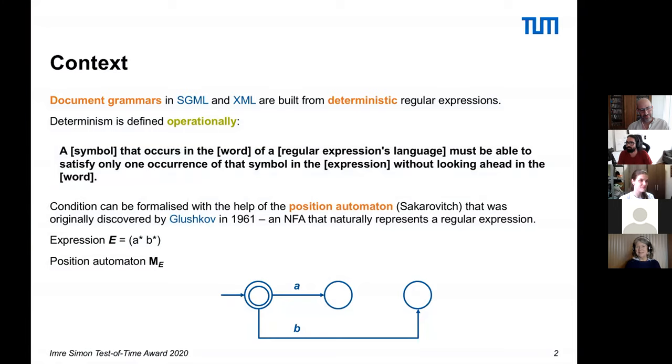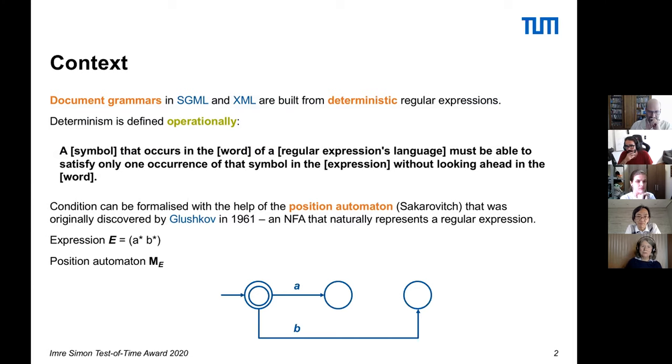And there are these things that are called document grammars in standards that are called SGML and XML. And I'm not really talking about these, but I just want to mention that the work goes back to these document grammars. And they consider something that is called deterministic regular expressions, and they have a pretty vague definition of determinism. It is defined operationally in the following sense, and I've replaced every term that is connected to documents with the normal formal languages term in this context.